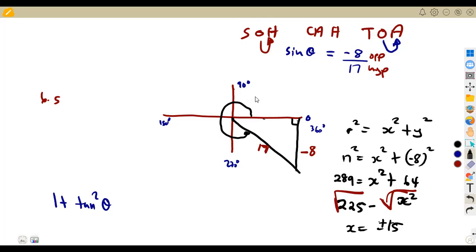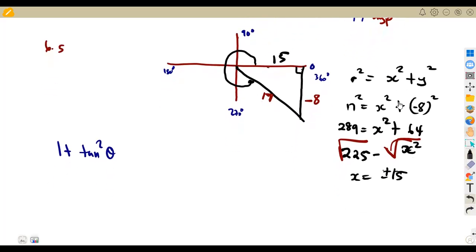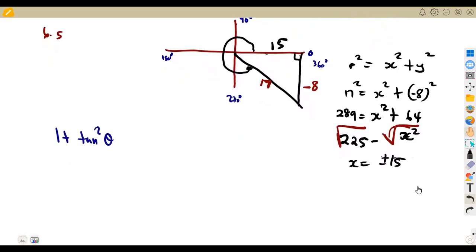But now you check the side. On this side of the quadrant, x is positive. This side is negative. So this x here is going to be taken as a positive value. We're going to have our x as a positive. So let's simplify this now.